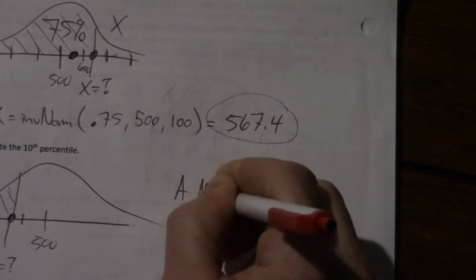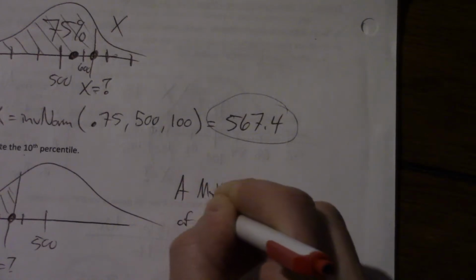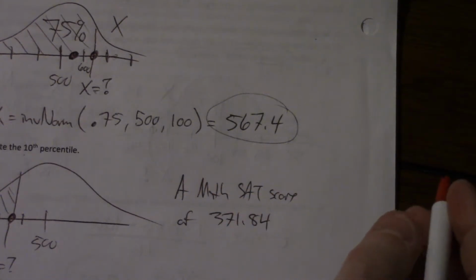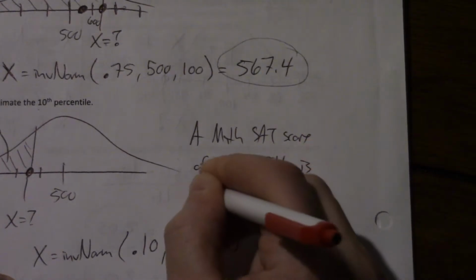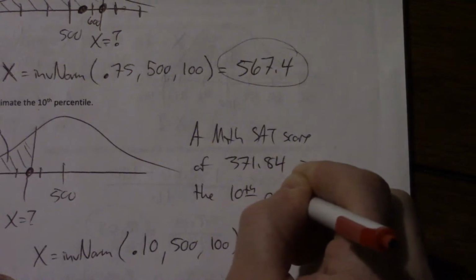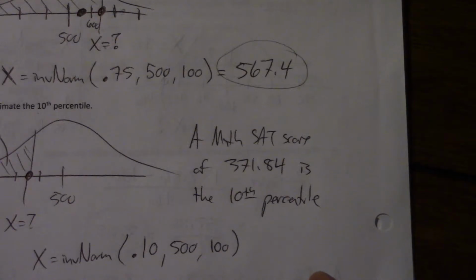So a math SAT score of 371.8, if you want to do some more decimals, that's fine, is the 10th percentile. Okay, not too bad.